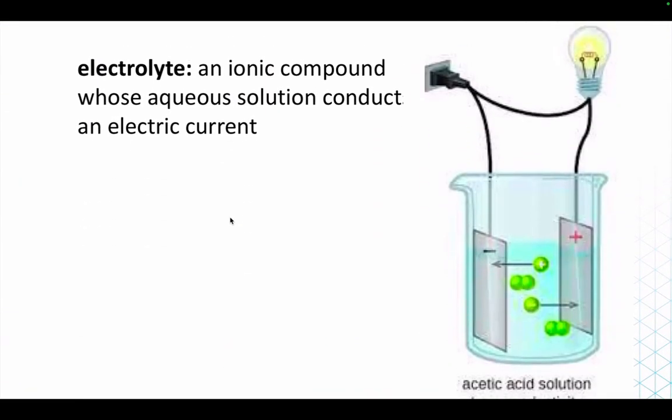If we were going to do a conductivity test, the hydrochloric acid would be really bright, and then the acetic acid would be very dim. But it has to be an electrolyte, even though it's really dim, because if it doesn't break into the ions, it's not an acid.